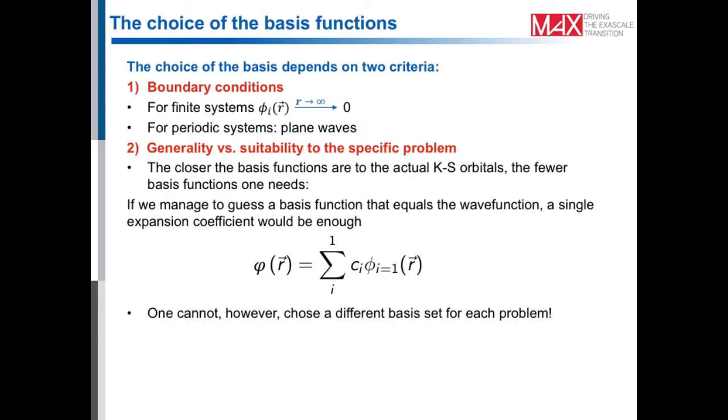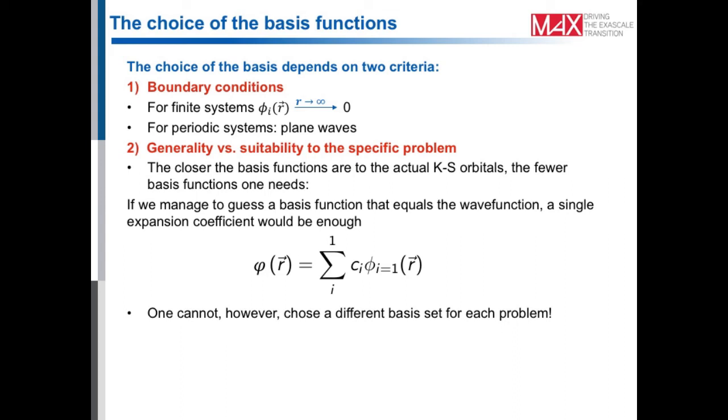Now, the choice of the basis is something that you have to think about in advance before you tackle any problem. It depends on two criteria. So the first one would be the boundary conditions. So for finite systems, you want that at infinity, your basis functions are 0. For periodic systems, it is a very simple choice. You can use the plane waves.